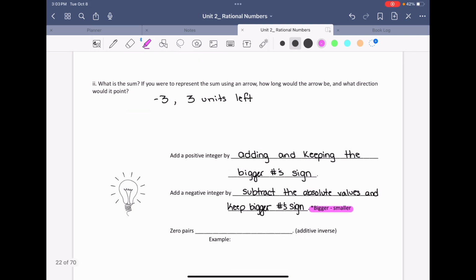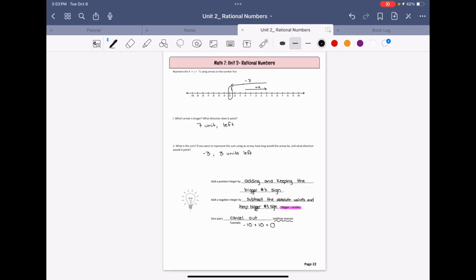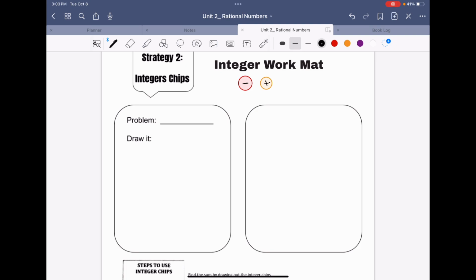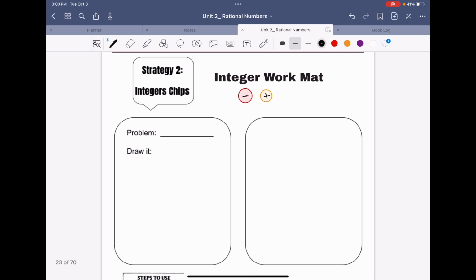If we have 0 pairs, and what I mean by that is something that looks like -10 plus 10, those are 0 pairs, meaning they're opposites. Those 0 pairs cancel each other out because they are, what we've learned, additive inverses. So when we add them, they give us 0 because they're opposites. Just like we did for our integer chips with adding, we're going to do the same thing here with adding when we have opposite signs.